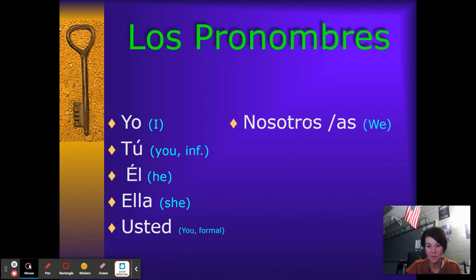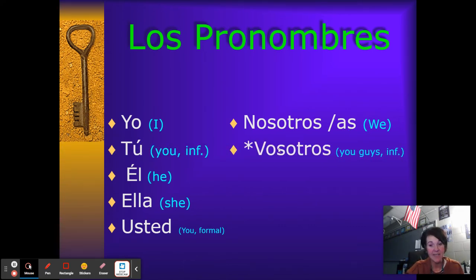So next we have nosotros or nosotras, and that's we. Nosotros would be we, meaning a mixed group. Nosotras would mean only females. And in order to use we, you would have to be including yourself. So if it were one guy and 6 girls, we would say nosotros because he is a guy, even though there are 6 girls. If it was solamente chicas, all girls, and I was including myself, then it would be nosotras.